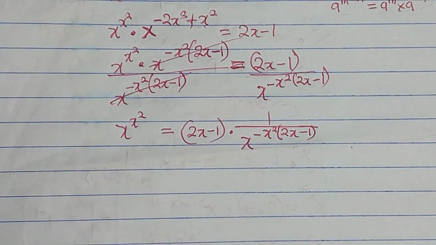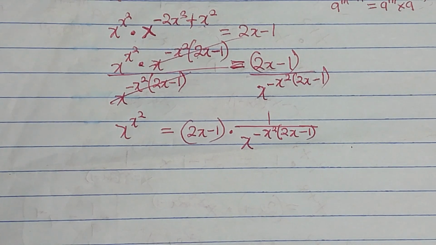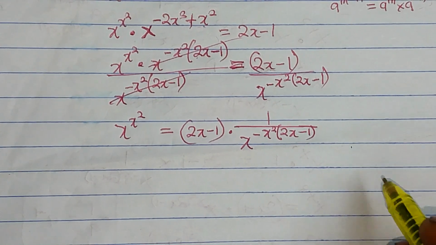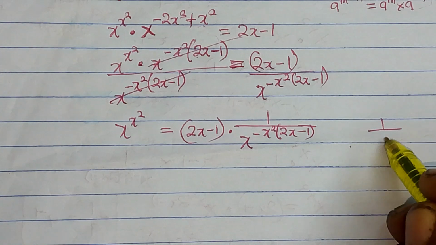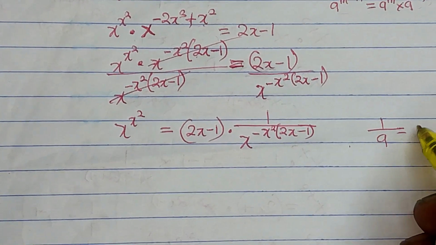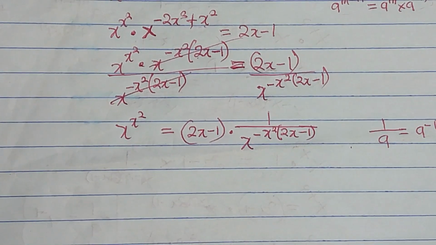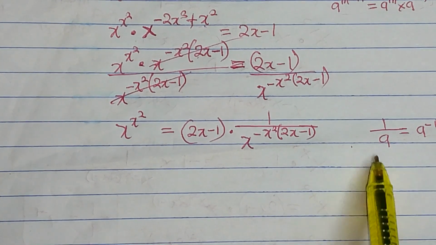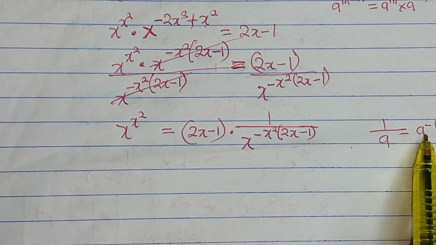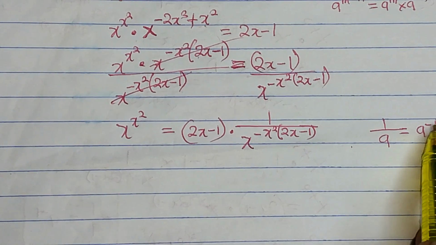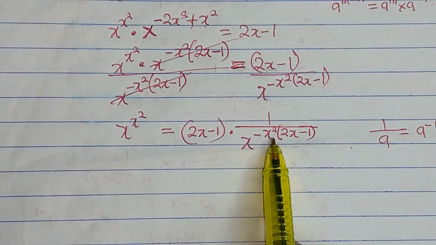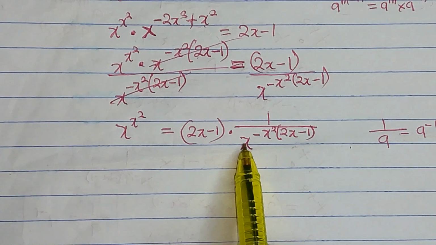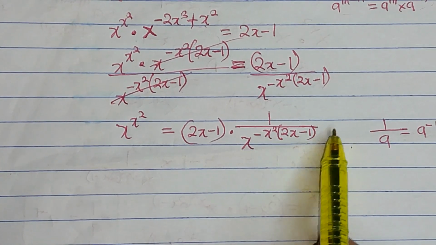But we have to recall from the law of negative index in indices that if we have 1 divided by a, this becomes a to the power of minus 1. It is referred to as the law of negative index or the reciprocal law. So if we have this, it can be expressed as a to the power of minus 1. So this here can be expressed as this to the power of minus 1.